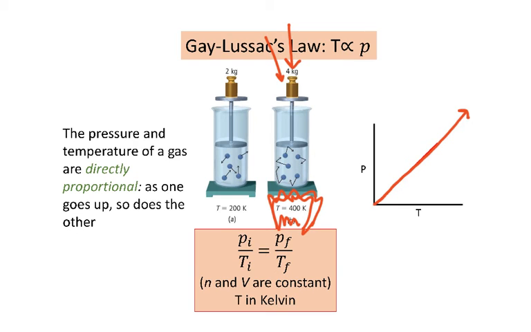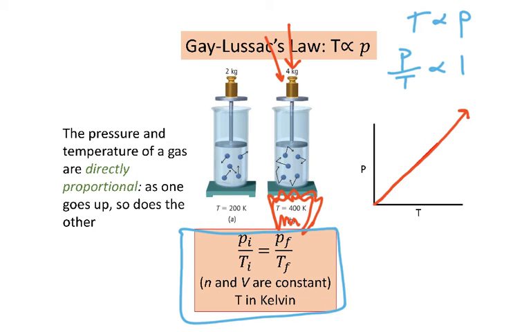So same argument we made before, T is proportional to P, then the ratio is proportional to 1, and that applies to any set of P and T. And so if they're both equal to 1, then they're both equal to each other, and we get another equation like so.